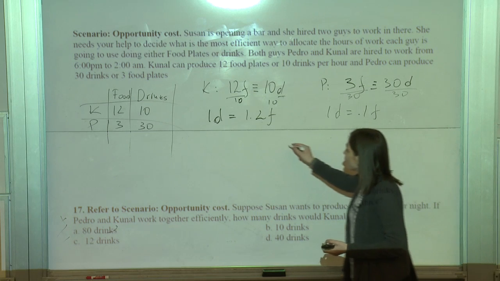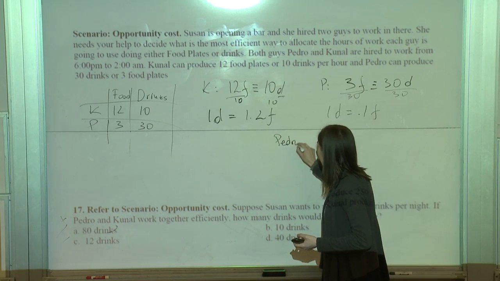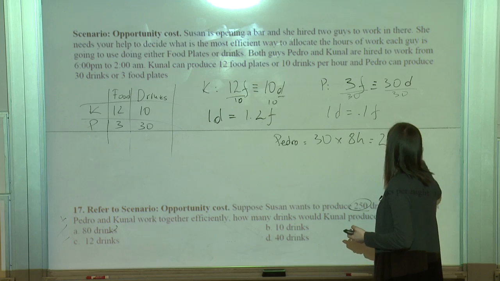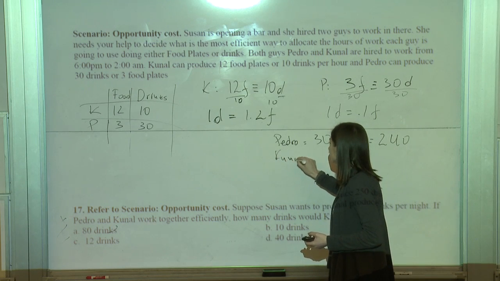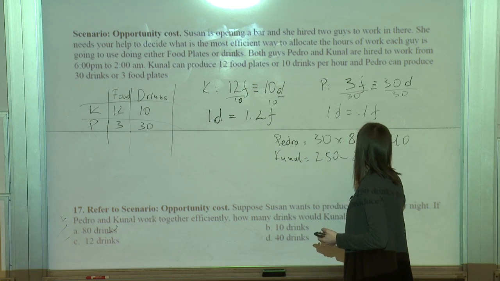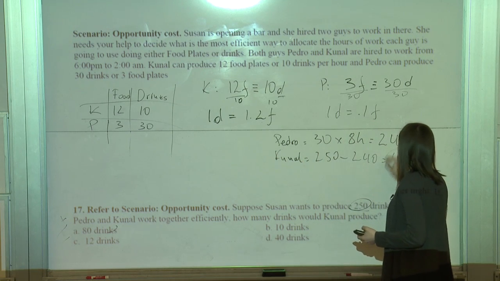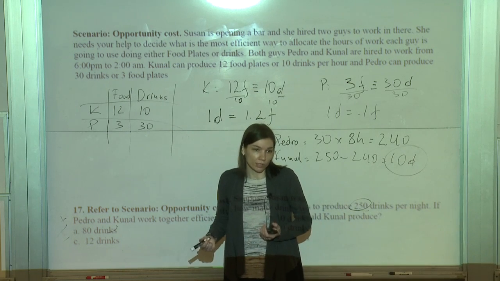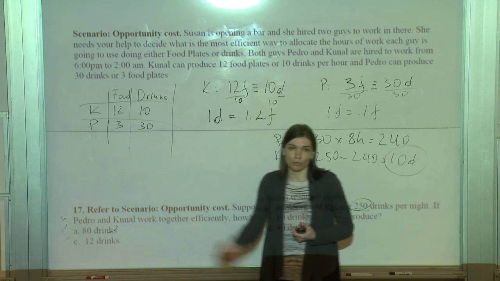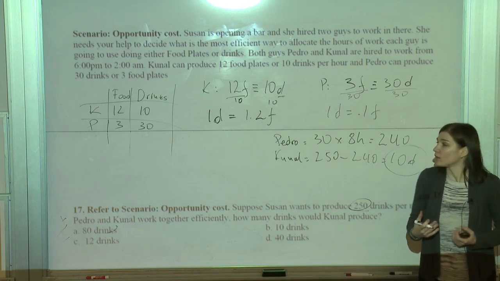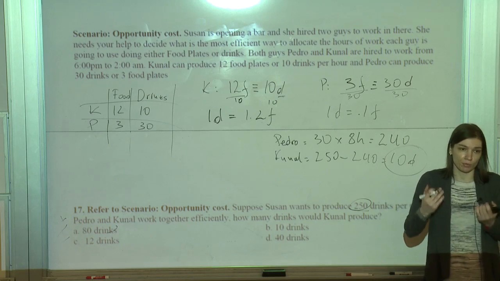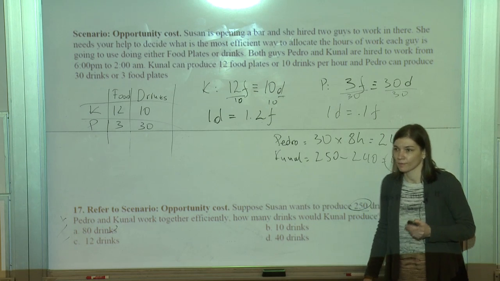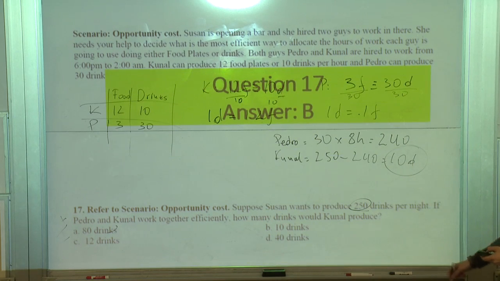Susan wants 250, therefore Pedro is going to do 30 drinks times 8 hours, or 240, and Kunal will do 250 minus 240, or 10 drinks. And with 10 drinks, he's going to produce them in an hour, because that's how long it takes him. And for the rest of his shift, he's going to be producing the food plates. All right, does that make sense? So the answer is B.